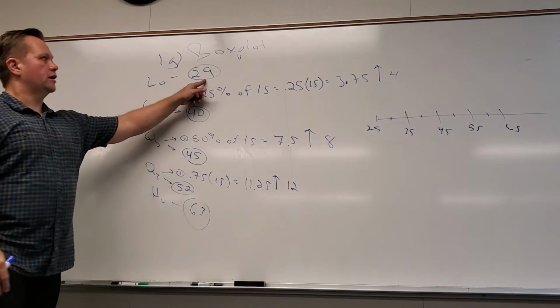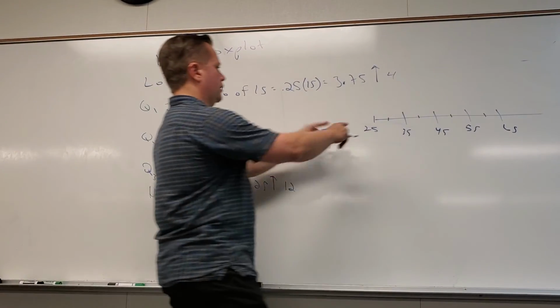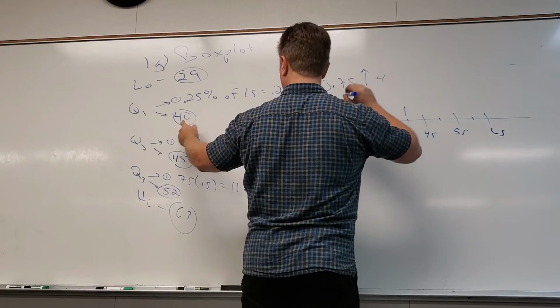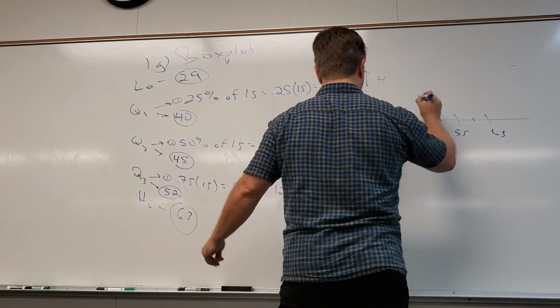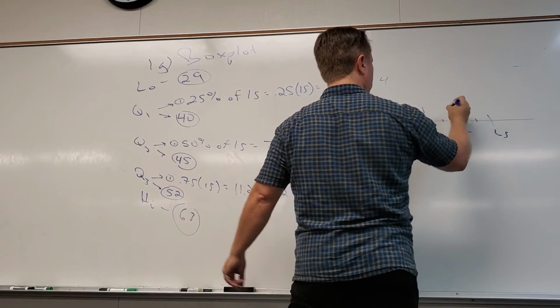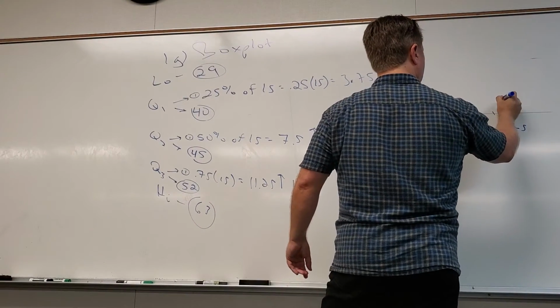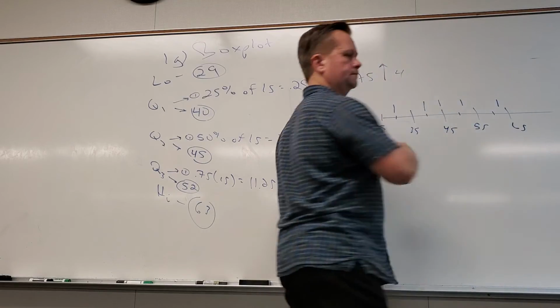So then you just start marking where these are. 29 is right before 30. 40 is right at 40. 45 is at 45, it's an amazing jump. 52 is right above 50, bam. And then 63 is right before 65, bam.